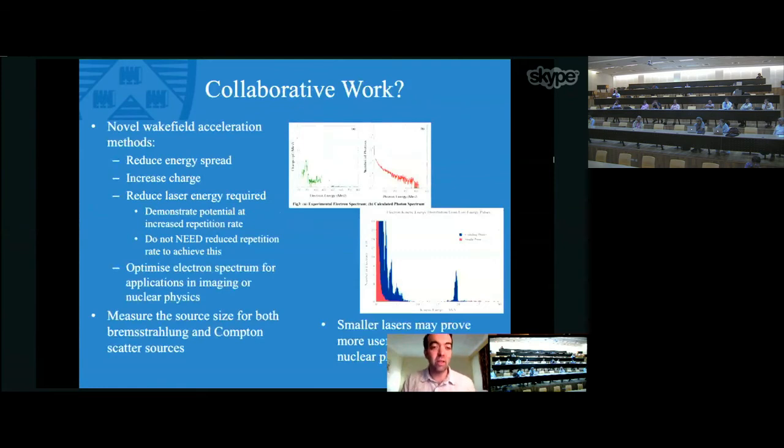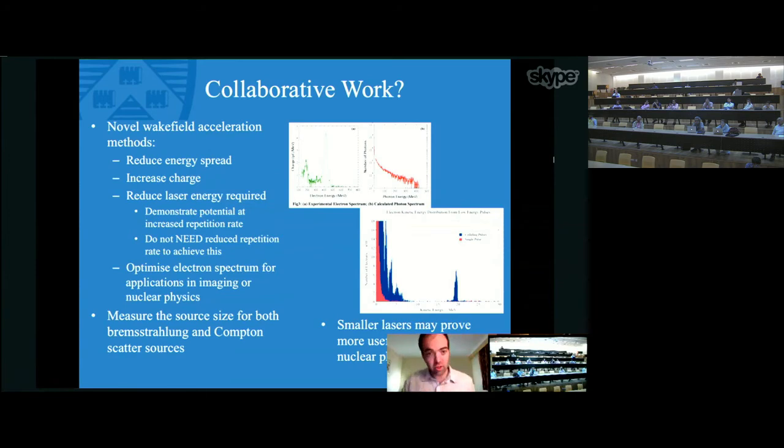So where do I see this going? Well, I'd like to see some collaborative work, particularly with any group in India who's interested in working with us on some of these things. Clearly, in order to look at the effects of radiation reaction and quantum effects, it'd be nice to see if we could work on reducing the energy spread of electron beams. It'd be interesting to increase the charge, both for the QED studies and also for source development.